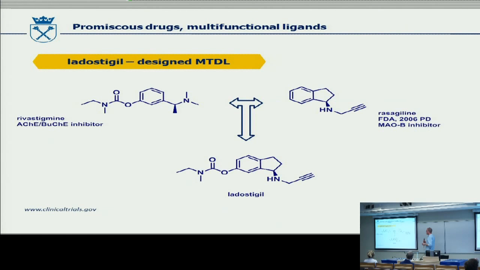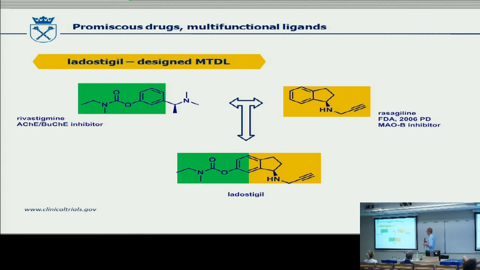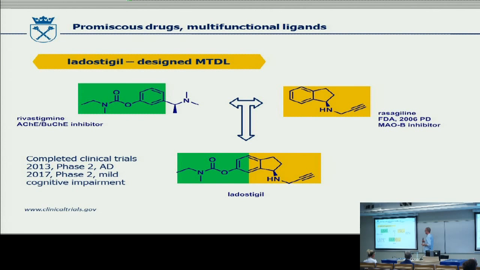But the strategy of multi-target directed ligands is that we design molecules on purpose which will be able to interact with many targets. And here is a success story of ladostigil, a molecule which was designed and synthesized by mixing pharmacophores from two known drugs, rivastigmine and rasagiline. And this led to the molecule of ladostigil, which is able to block cholinesterases and monoamine oxidase B. And in fact, this drug was tested in clinical trials. The last one was in 2017, where this drug was tested in phase 2 in patients with mild cognitive impairment.